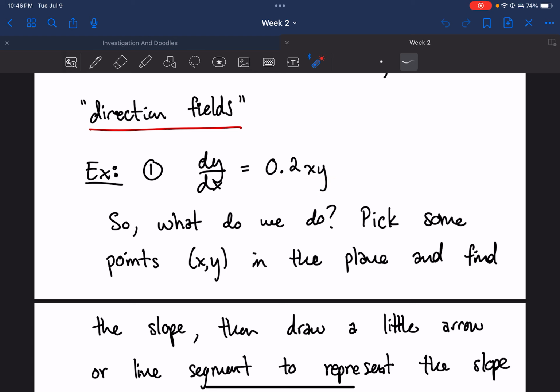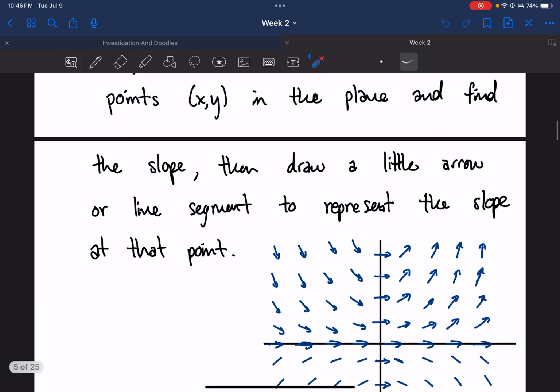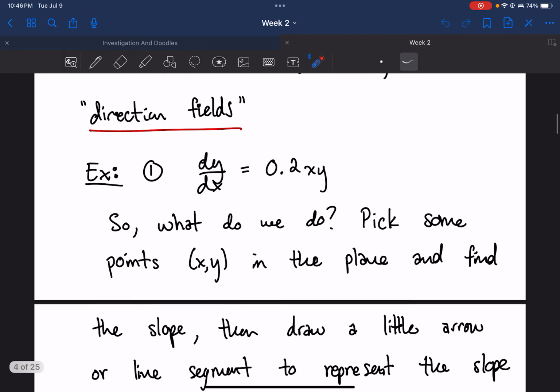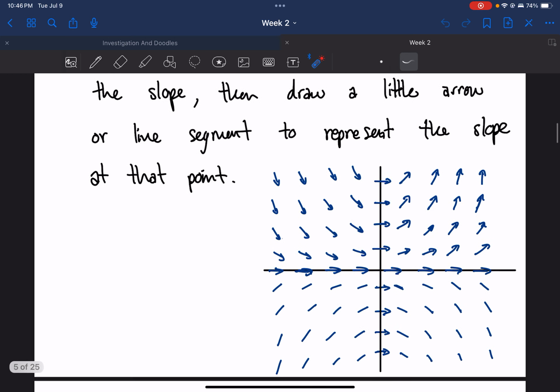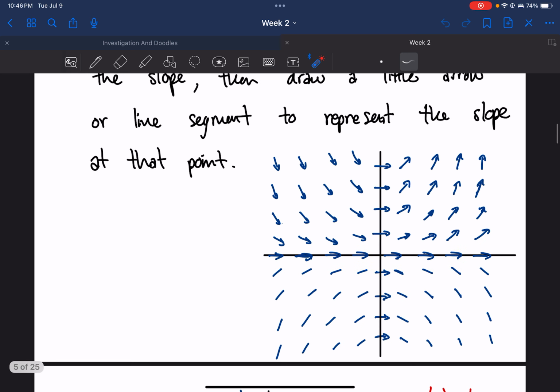Once we do that, we're going to draw, just like I said, little line segments that represent the direction of the slope at every point. This is the same example as before, using the function 0.2xy. Here's the direction field. Now, you can see the little arrows or the line segments I was talking about, but how do we get these values?